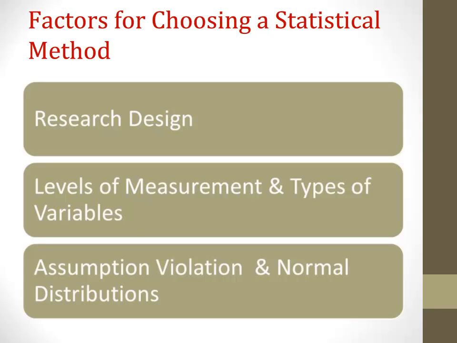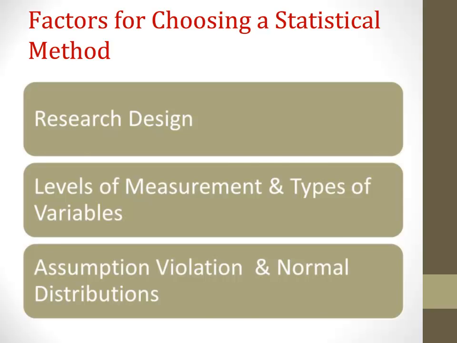For many research situations, there's usually more than one reasonable and appropriate statistical analysis. So when selecting a statistical method, convention says that the following should be considered: research design, levels of measurement or the type of variable, and also assumption violation and normal distribution of the population. As I said, we're going to briefly discuss these different factors here. However, again, I encourage you to read texts such as Warner and Tabachnick and Fidell as they really discuss these factors more in depth.